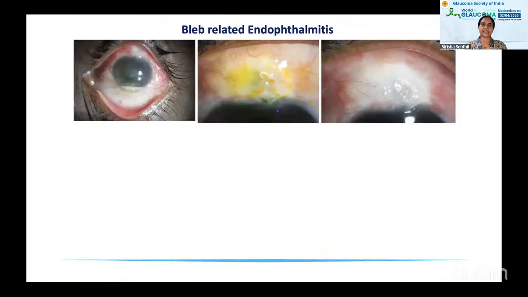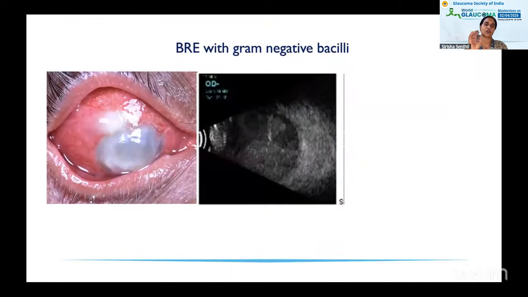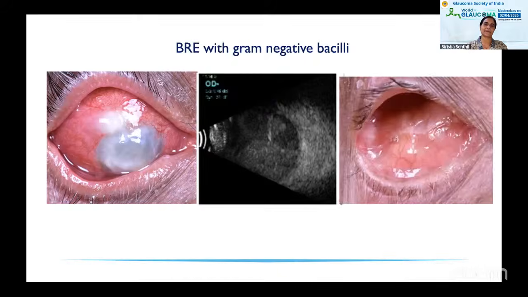Bleb-related endophthalmitis: wait for the infection to completely resolve before we go and repair the bleb. But once there is an infection, whether it is blebitis or endophthalmitis, even if we have appropriately treated the infection, it is important to go ahead and treat that bleb, because the chance of them having a recurrent infection is very, very high. We are not always fortunate. Sometimes if it is a difficult organism or if we detect it late, we may lose the eye.